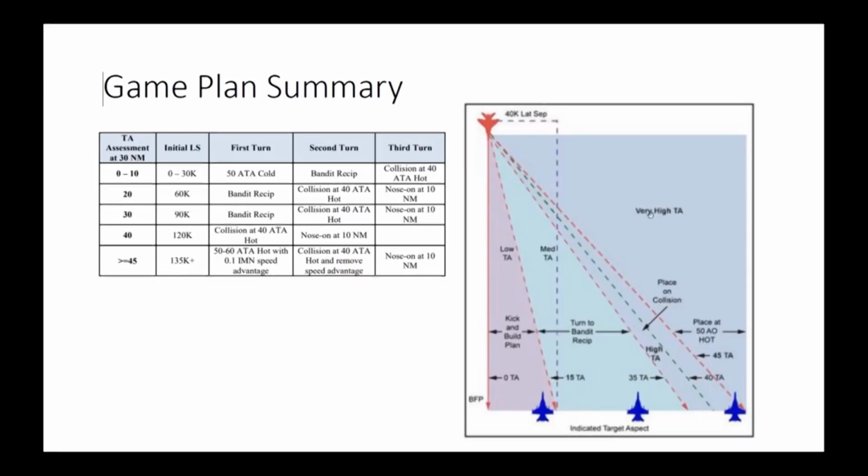Our very high target aspect game plan area, greater than 45 degrees target aspect. We turn hot 50 degrees, 50 degrees angle off, one Mach number higher than our bandit. We drive this way, as I'm showing here, till we get to that 40 degrees of target aspect, and then turn and ride down that 40 degrees angle off to the 10 nautical mile, 40,000 foot lateral separation point. So that summarizes our 4 target aspect game plans.